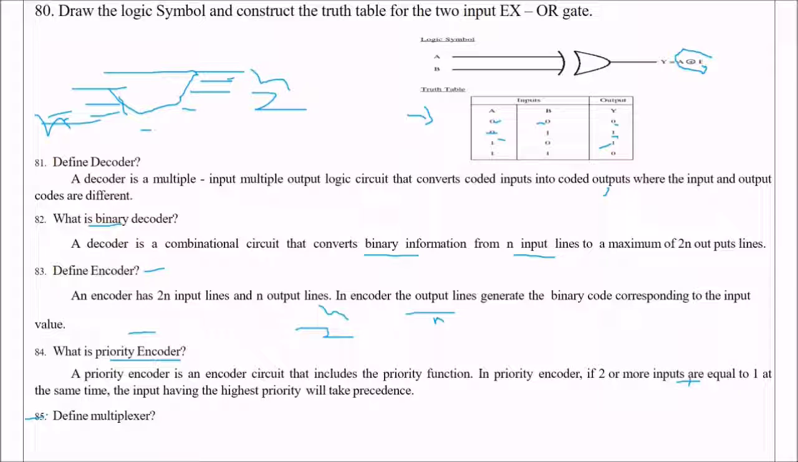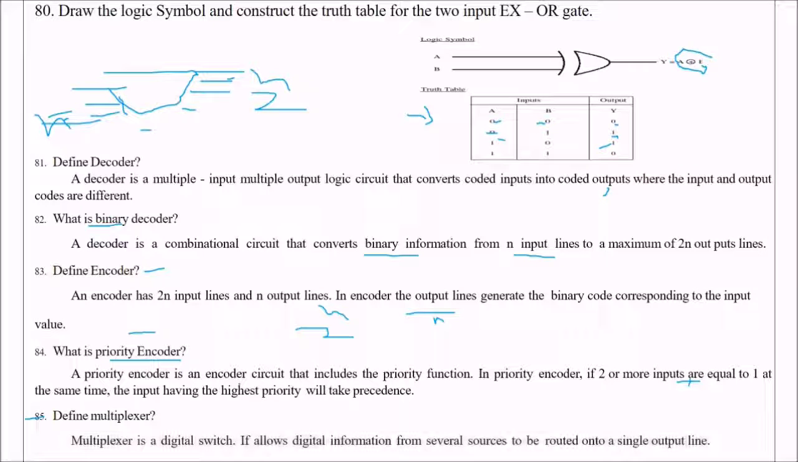Define the multiplexer. What is a multiplexer? A multiplexer is a digital switch. It allows digital information from several sources to be routed onto a single output line. So there are various inputs and there will be only one output.